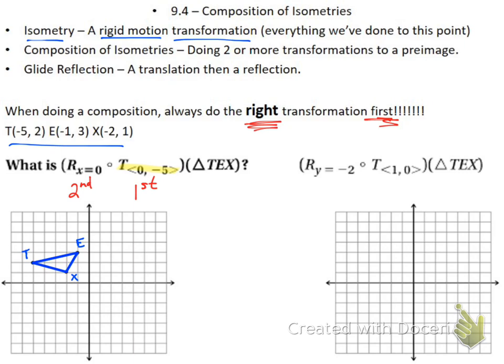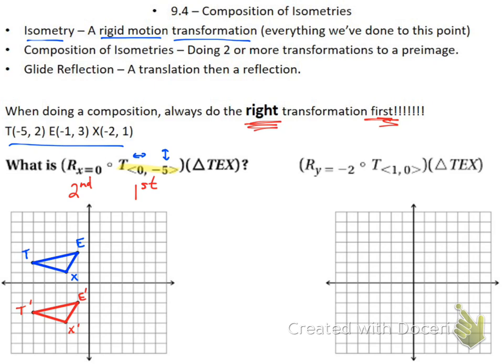And so the first thing I want to do is my translation. Remember, the first thing tells me left or right. The second thing tells me up or down. So I'm just going to slide each point down 5. 1, 2, 3, 4, 5. So here is my, this will be TEX prime. T-E-X, each of those with a prime on it.